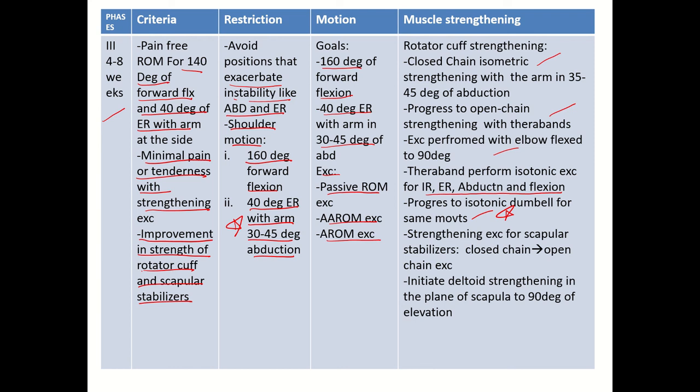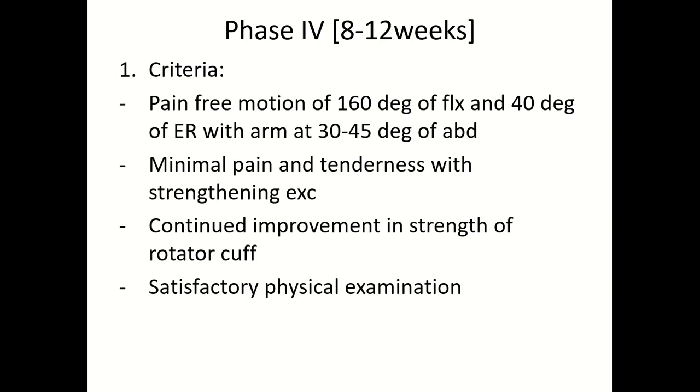Strengthening exercises for scapular stabilizers should be progressed from closed chain to open chain exercises. Please make sure in phase 3 we are going to initiate deltoid strengthening. Very important: initiate deltoid strengthening in the plane of the scapula to 90 degrees of elevation. The deltoid is very important to strengthen because it is a multi-axial and one of the bulkiest muscles of the shoulder complex. It has its activity in flexion, abduction as well as extension. But make sure you initiate deltoid strengthening in phase 3.